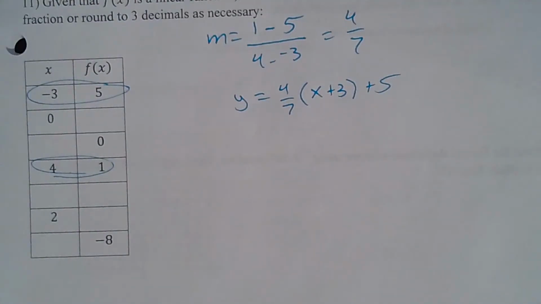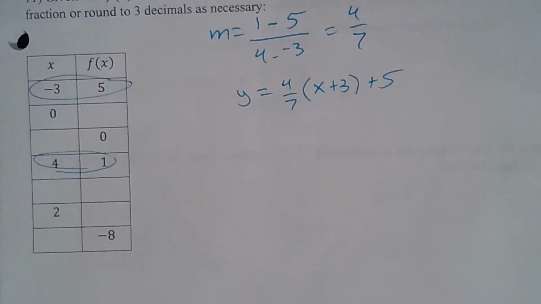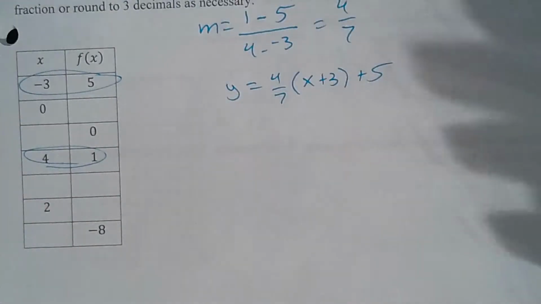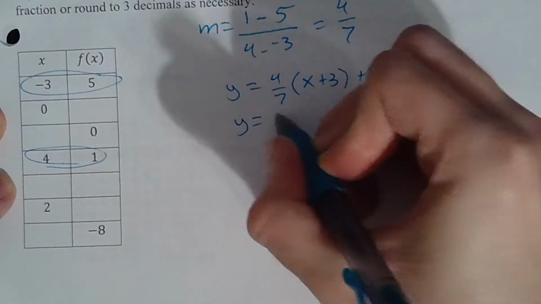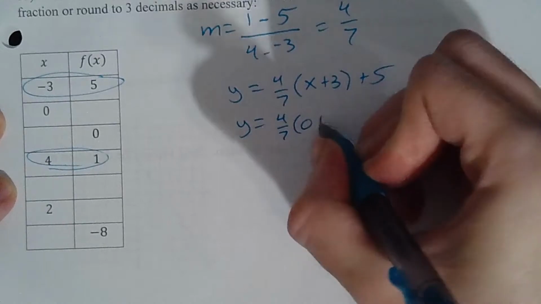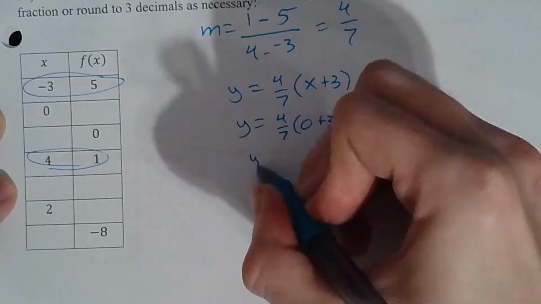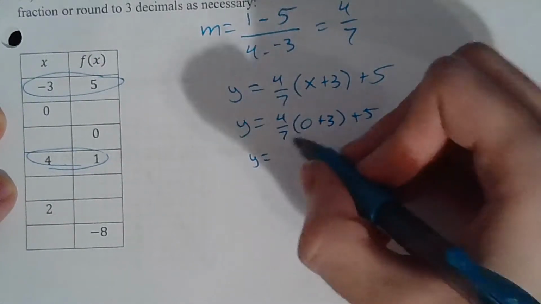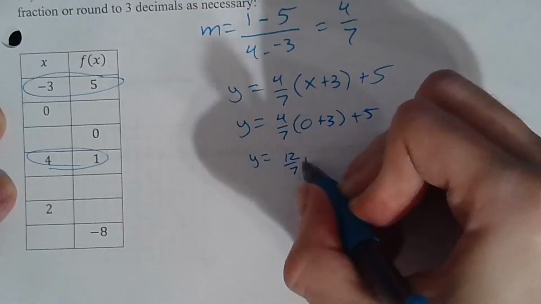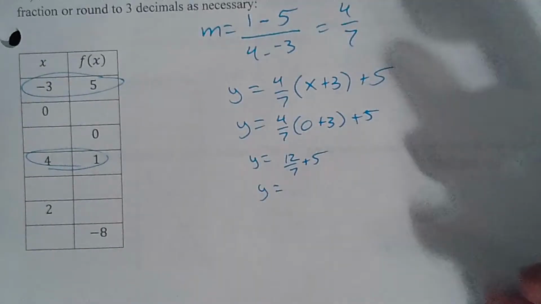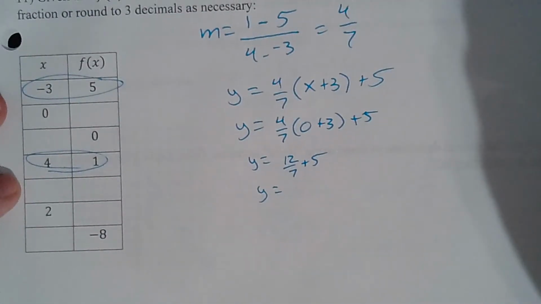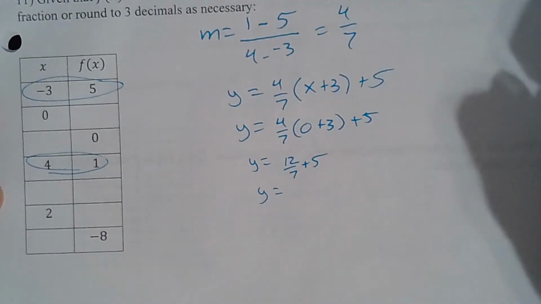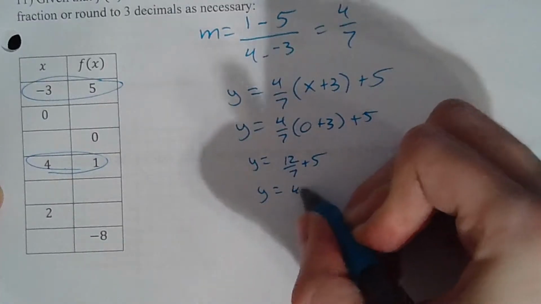And now I just need to plug and chug. The easiest way to do this question, in my opinion, is to make a calculator do all the work for us. So we could plug in 0 here. I mean, I could do all this extra effort. Replace this with a 0. Multiply it out. 0 plus 3 is 3. 3 times 4 sevenths is 12 over 7. Add the 5. Add our fractions. Plus 35, so we got 47 over 7.